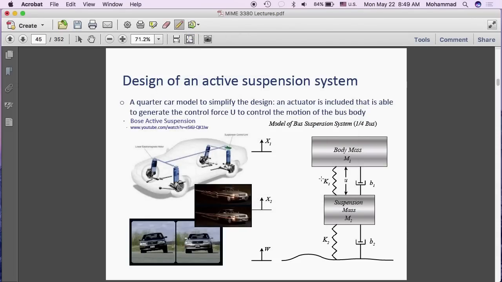And you can make the assumption that the motions are measured from static equilibrium. So the effective weight is captured by initial compression of the two springs. So you don't have to really include weight in your equations because of that cancellation.